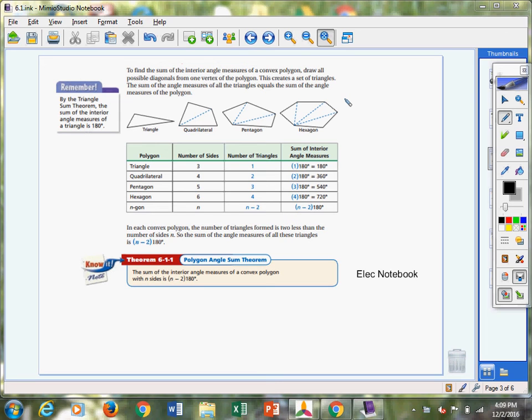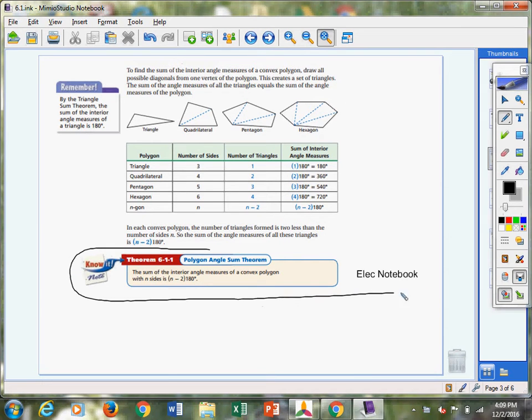We're in section 6.1 talking about polygons, and we talked about how to classify them by the number of sides, whether they're regular or irregular, concave or convex. Now we're ready to jump into our first theorem of the section, which is the polygon angle sum theorem.